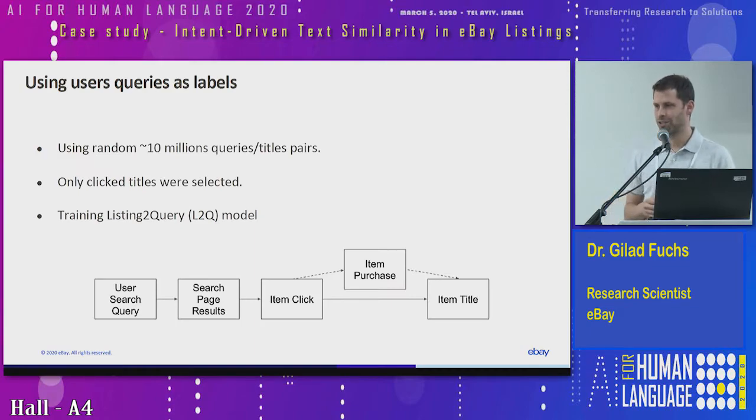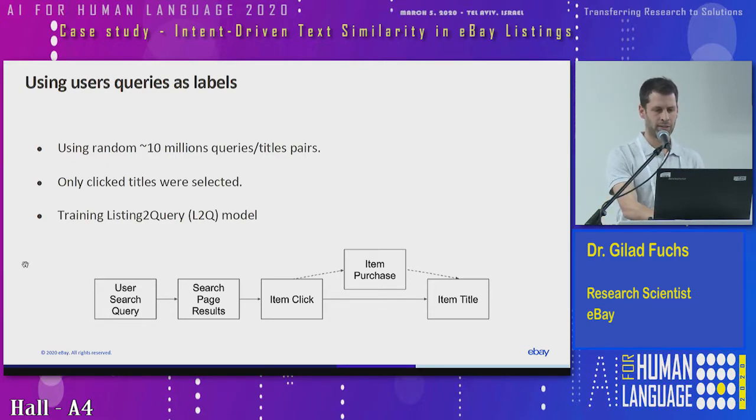So when we have this large number of labels, we decided to start with 10 million pairs of titles and queries, selecting again only clicked titles, meaning the titles are really the thing the user had in mind when he was using this search query, and the results were okay. And we're training a model, we called it a listing to query model, okay? Moving from a listing to a query.